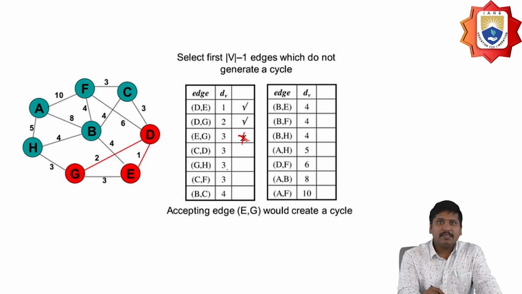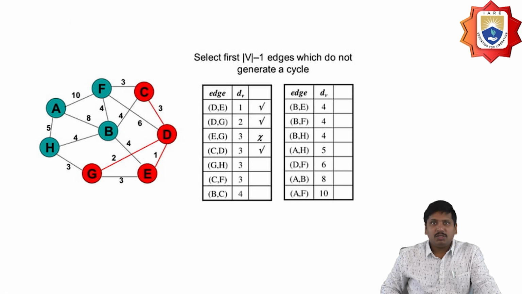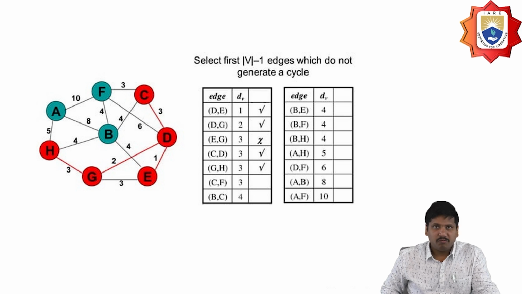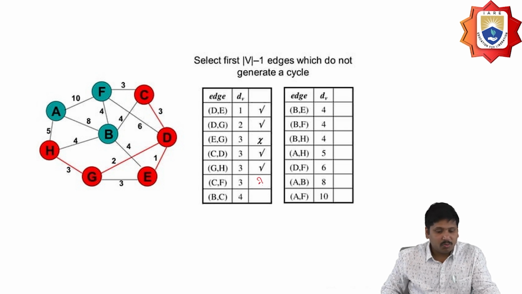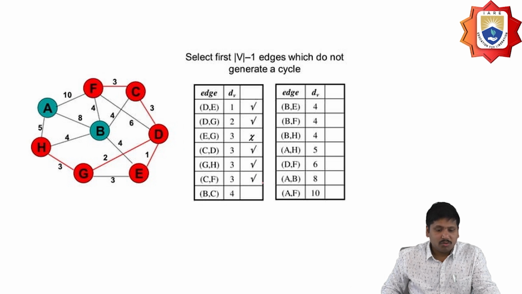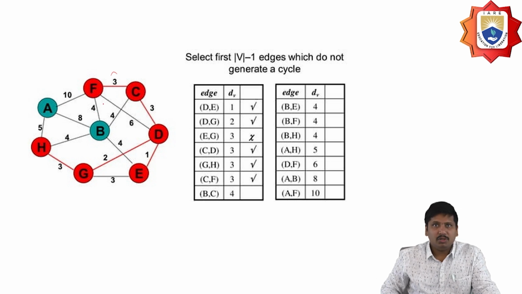And the next minimum weight is CD. So next minimum CD does not form the cycle here. So that's why I'm going to mark it. And next minimum weight GH. So GH also does not form the cycle here. So that's why I'm going to consider that edge also in the spanning tree. And next one is CF. So whether that one is going to be included or not. CF is also going to be included. Why? Because it is also not forming the cycle, even though it has the next minimum weight.